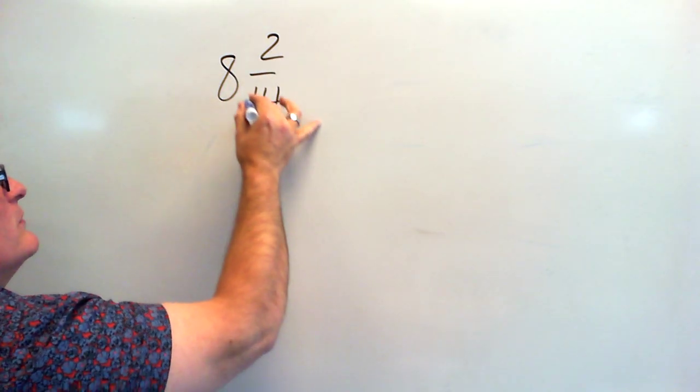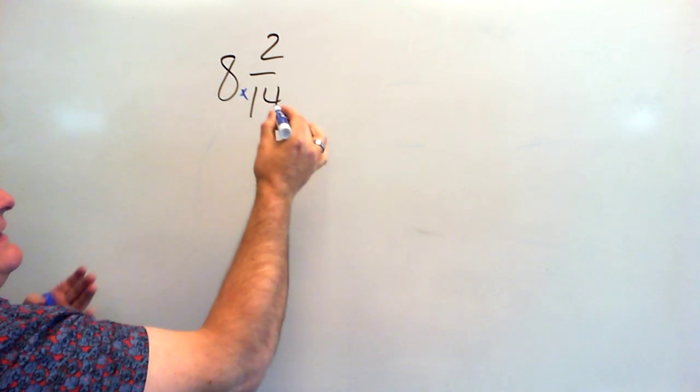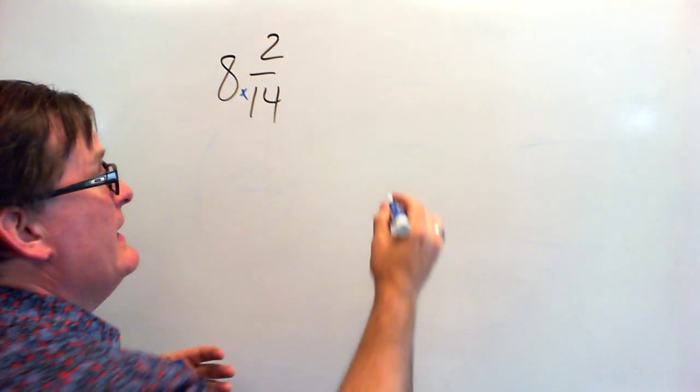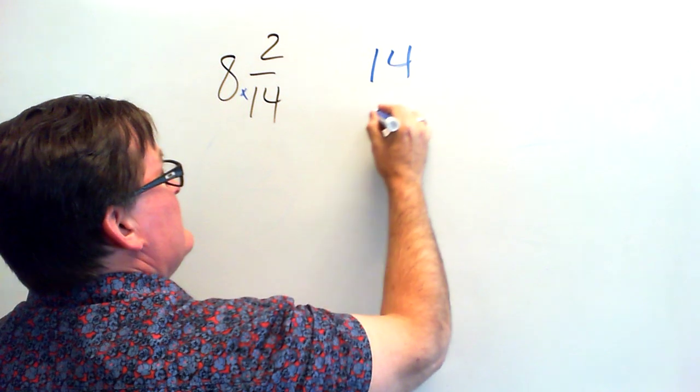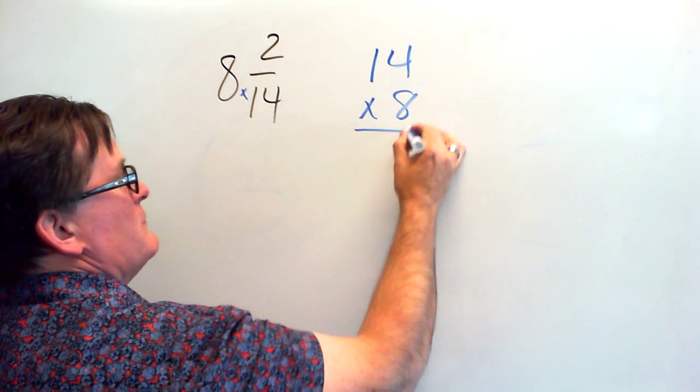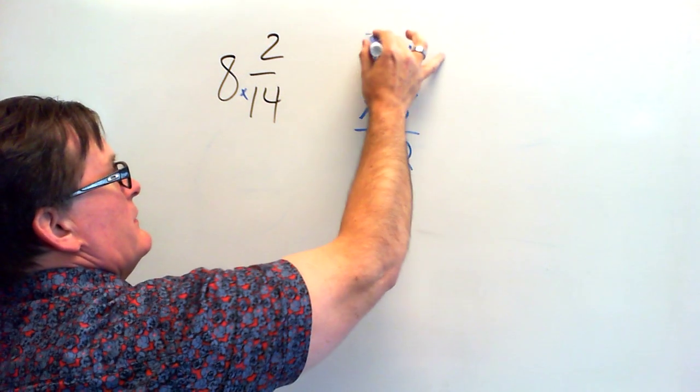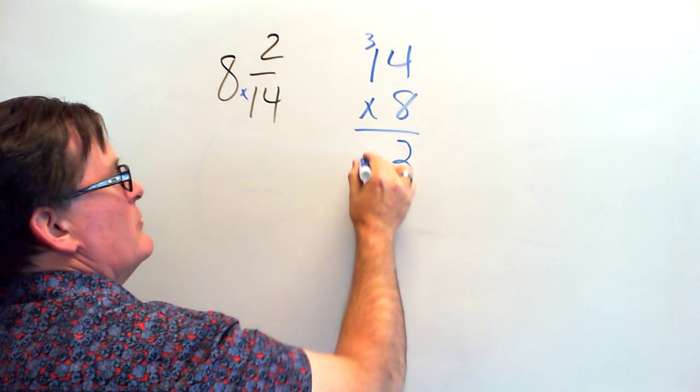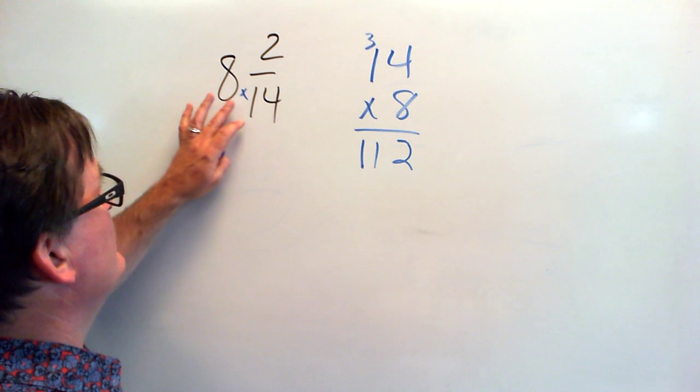I multiplied 14 times 8. And that's just something I can't do in my head. Maybe you can. Good for you. I can't. So 14 times 8, I'm going to calculate on the side here. 8 times 4 is 32. Carry the 3. 8 times 1 is 8, plus 3 more is 11. So I know that's 112. So that part I have.